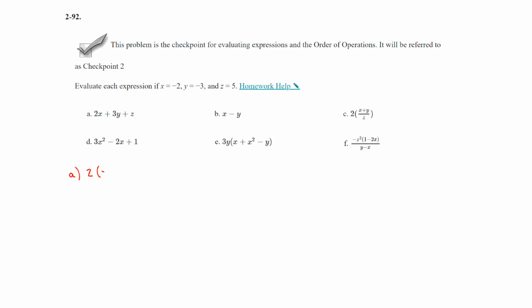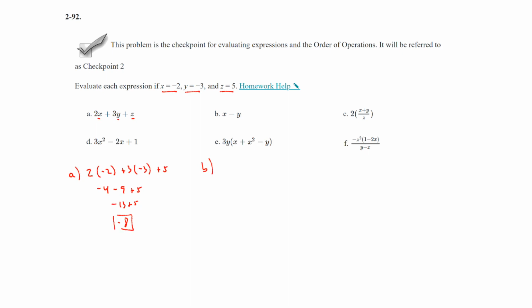Part A: 2 times negative 2 plus 3 times negative 3 plus 5. So all we're doing is taking each of the variables and plugging in the numbers for them and then evaluating using the order of operations. So negative 4 minus 9 is negative 13. Negative 13 plus 5 is negative 8.